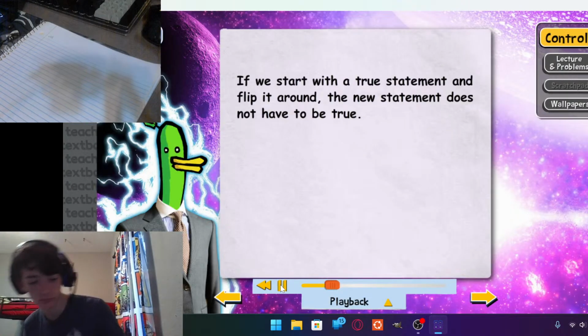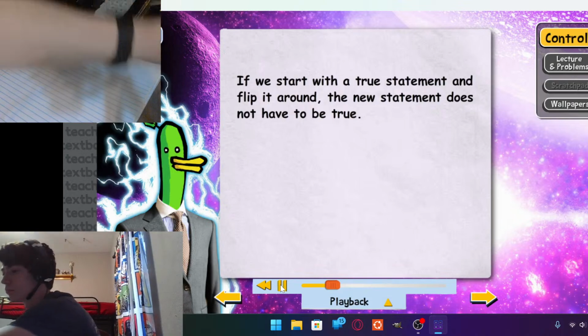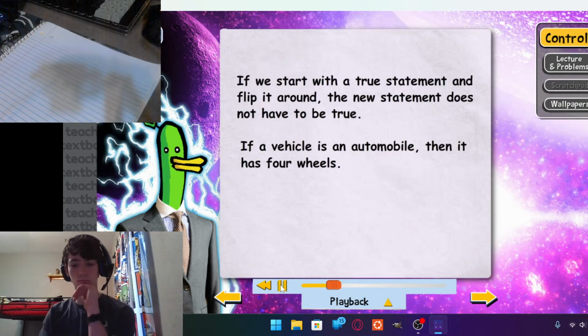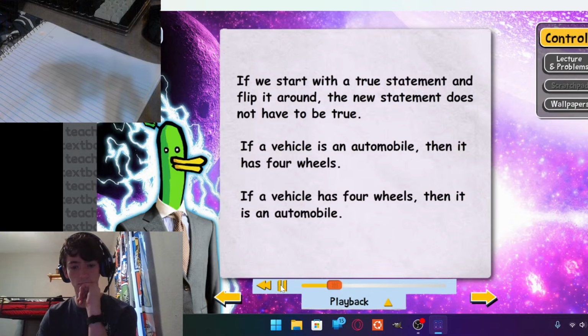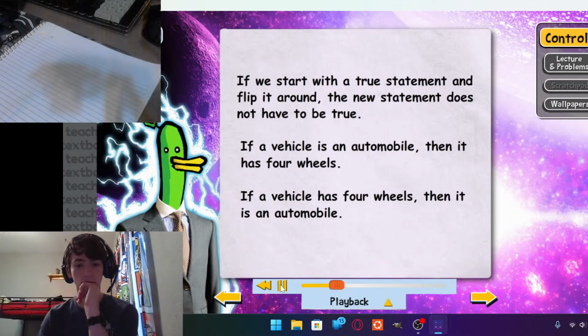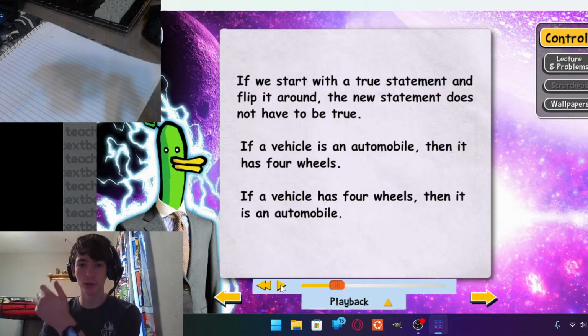And just to give you a simple example of this, let's look at another statement. We have, if a vehicle is an automobile, then it has four wheels. Now, this is a true statement, but now let's flip it around. The flipped around statement says, if a vehicle has four wheels, then it is an automobile. Is that true? Well, no, not really. Just because a vehicle has four wheels doesn't necessarily make it an automobile. It might be a truck or a Jeep, or it could be a lot of other things. So the How are a truck and a Jeep not an automobile, though?